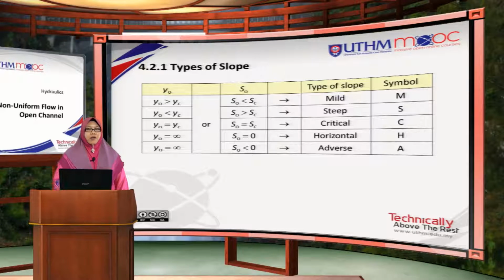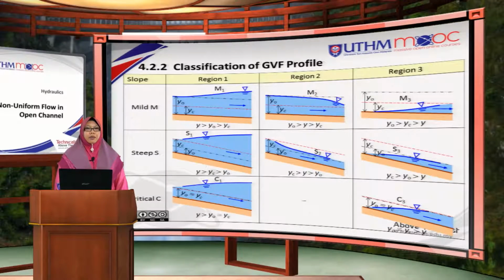Okay, these are the types of flow. The table shows the types of flow between Y0 and S0. The types of flow use the symbols M, S, C, H and A: M for mild, S for steep, C for critical, H for horizontal and A for adverse. Refer to the figure and we can know which profile occurs for mild, steep, critical, horizontal or adverse based on the determination of flow depth Y, Y0 and YC.